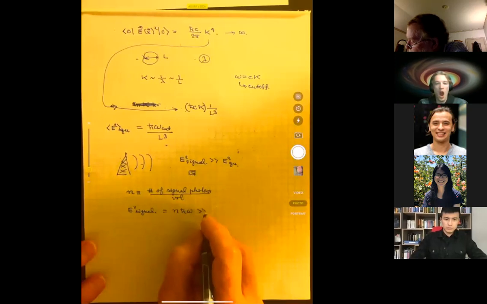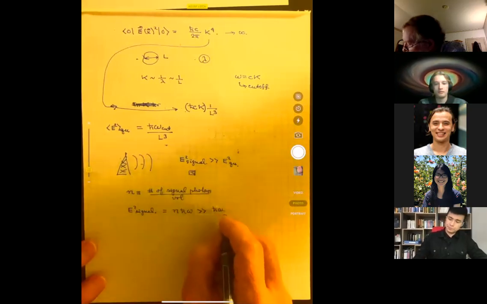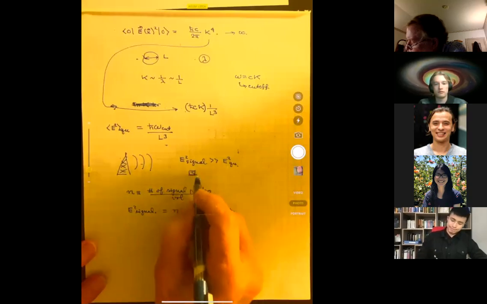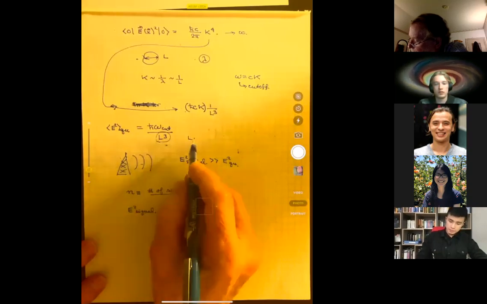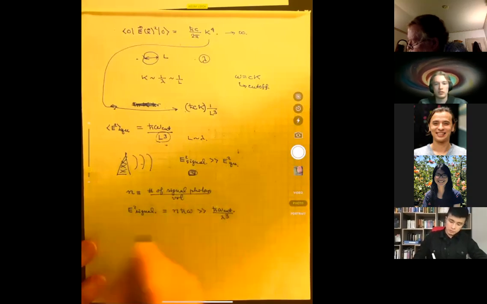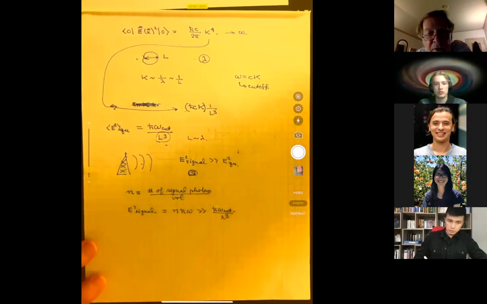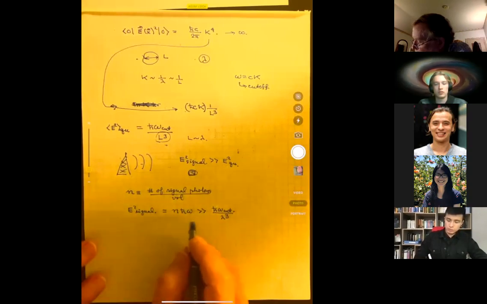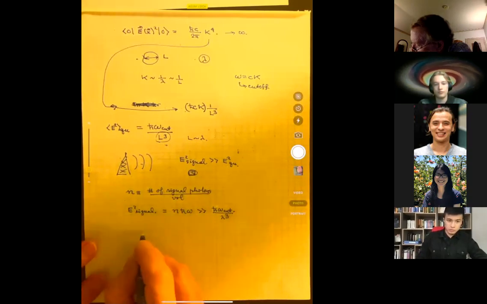We then require that this be much greater than E squared quantum, but E squared quantum is h bar omega over the cutoff volume. Let's suppose that our receiver has an antenna whose length is L, where L is comparable to the wavelength. So I can write this as lambda cubed instead of L cubed. This gives us the cutoff for an antenna of length lambda. Combining these two expressions, you can cancel the h bar omega, and you end up with a condition that says that N lambda cubed is much greater than 1.